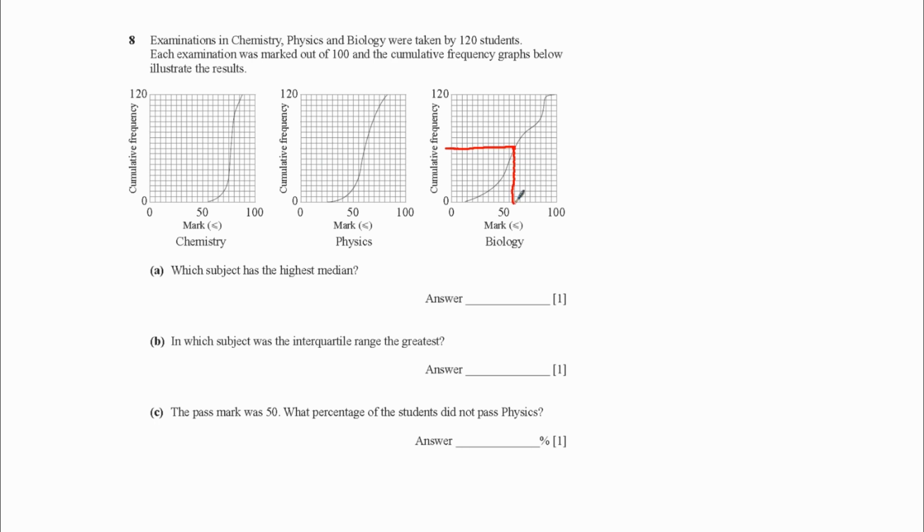So for this one it is about that point. We don't have an exact number, so then we have this point, and on the same line we have this point. So which one is the highest median? As you can see, this point in here has the highest median, so that would be chemistry.